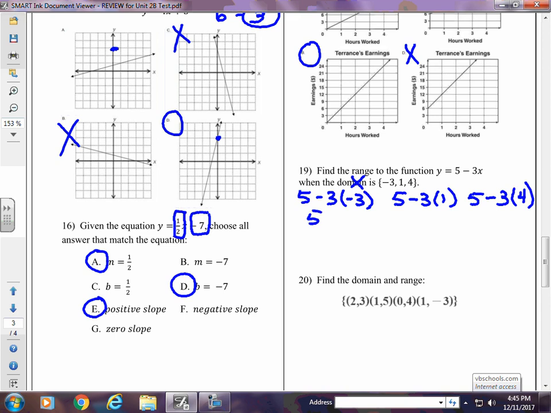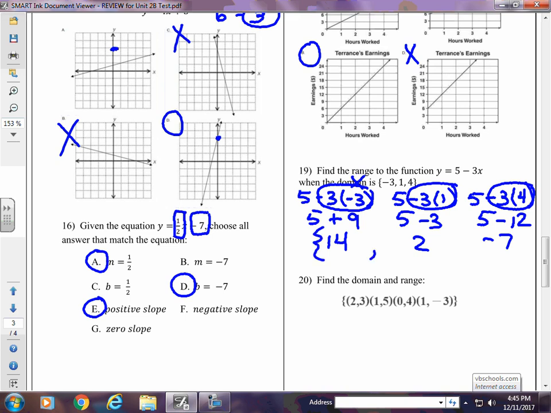All right, so the 5 stays there. This is -3 times -3. That makes a positive 9. 5 plus 9 makes 14. Over here, 5 stays where it is. -3 times 1 is -3, so 5 minus 3 gives you a 2. Then in the back, -3 times 4 gives you -12, so 5 stays. 5 minus 12 is -7. So now when you get your final answers, you want to put them in braces.